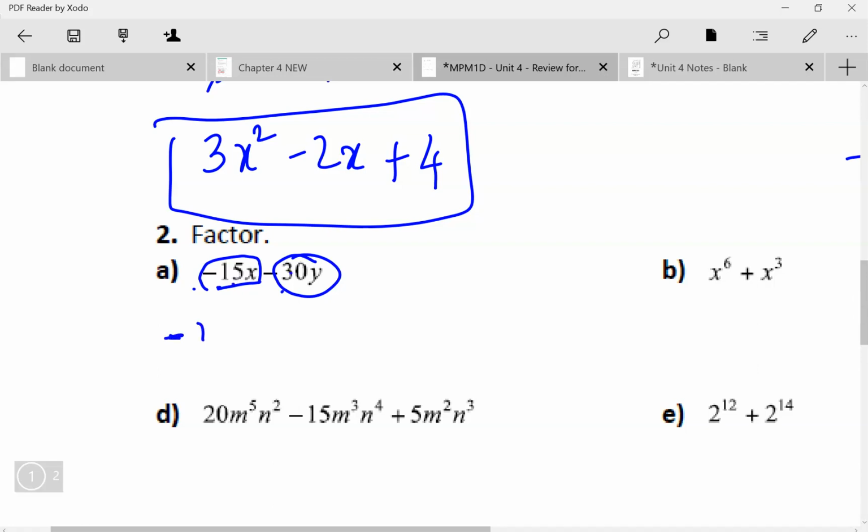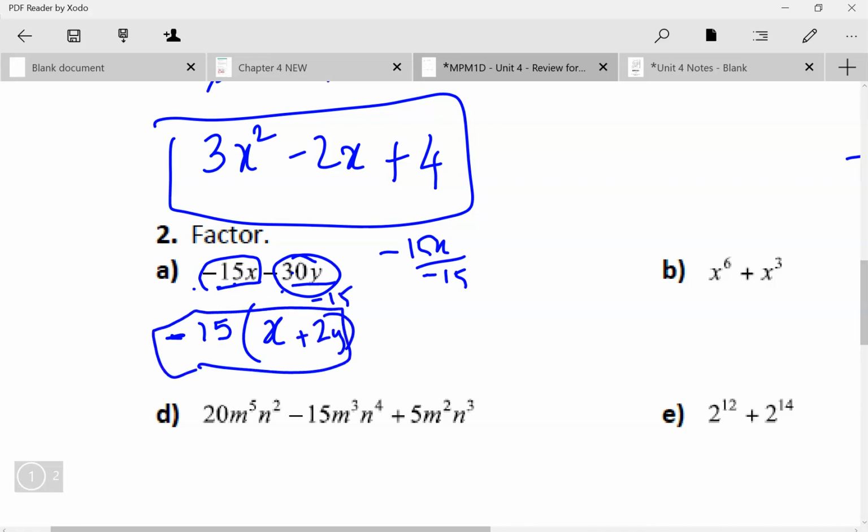15 and 30, hopefully we can see that the greatest common factor is 15, because 15 times 2 is 30, which leaves us with an x, because I'm going to do negative 15x divided by negative 15, and minus 30y divided by negative 15 leaves me with a positive 2y. So this is my final answer.